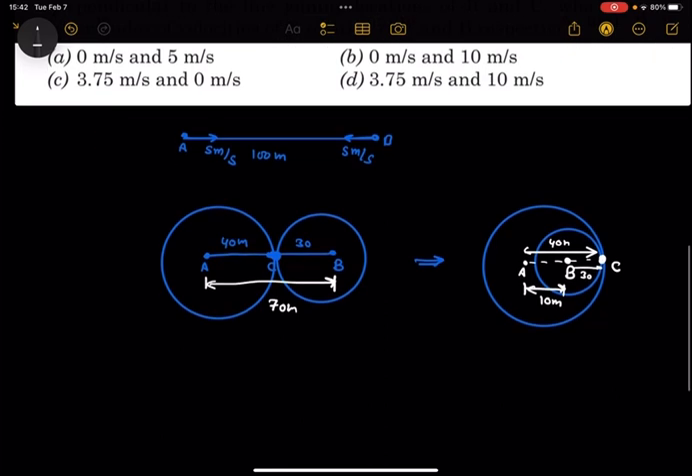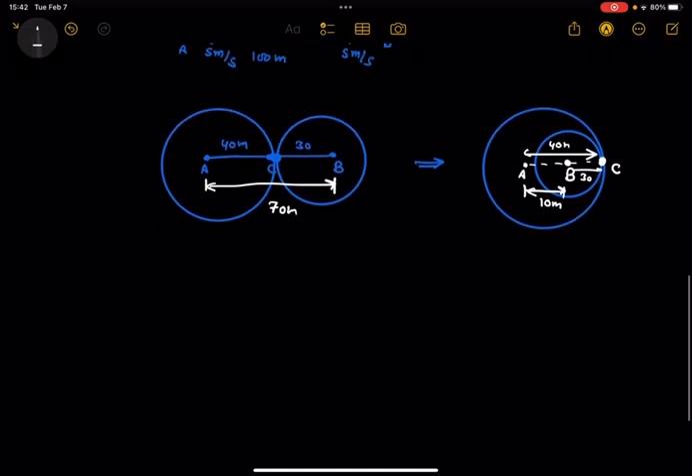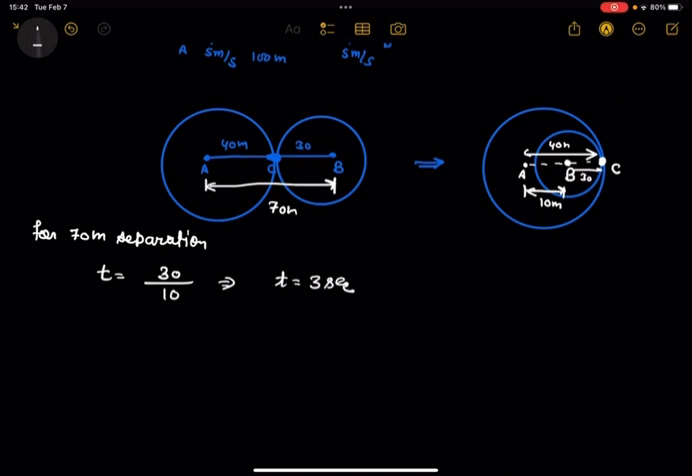Understood? So first of all, if the separation covers up to 70 meter, how much distance will decrease? So 30 meter distance will decrease. So for 70 meter as separation, the time taken is 30 divided by VAB. So VAB is 10, which means this is 3 seconds. That means till 3 seconds there is no point C considered maintaining this condition.